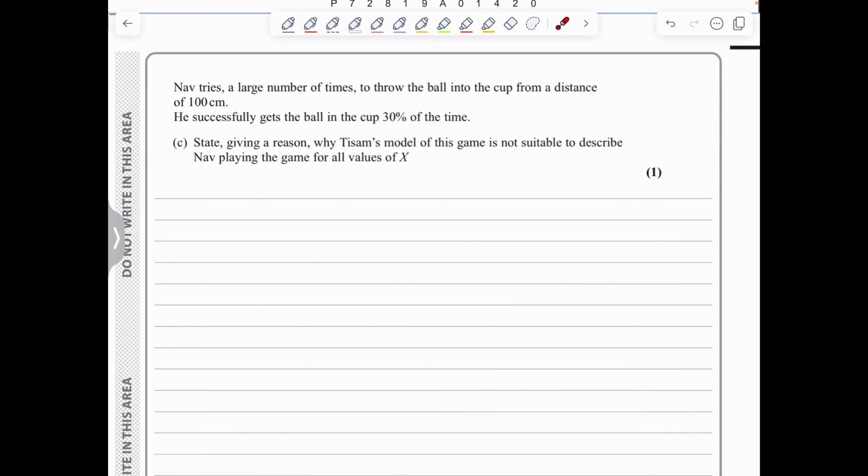Well, if we recall the assumptions that Tissam made, we had that the probability of S given X is K over X. So we know that we are throwing from a distance of 100. We have seen from the large number of times that Nav tried this that the probability is 0.3, and we know that this should be equal to K over 100 according to Tissam's model.